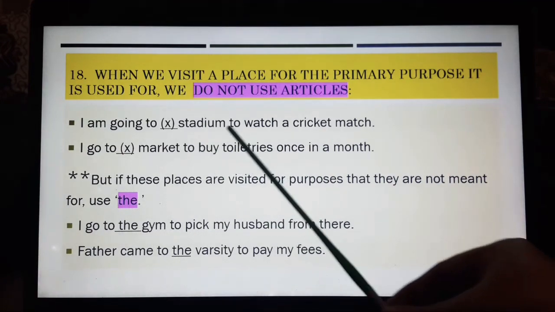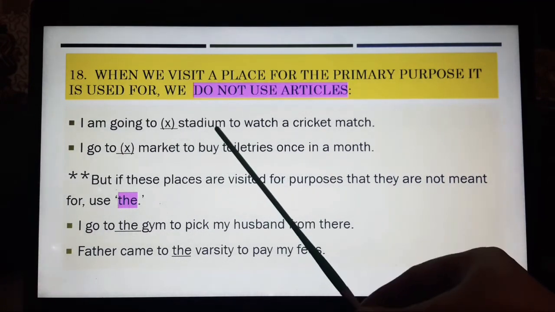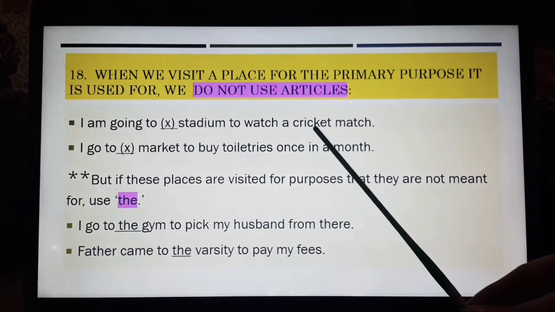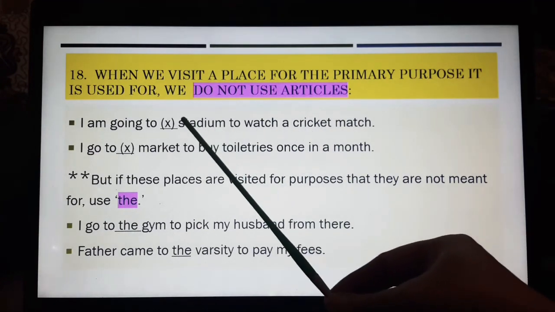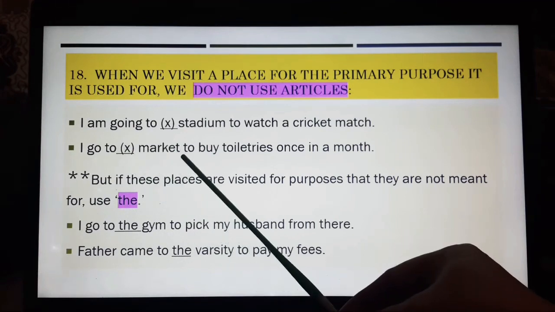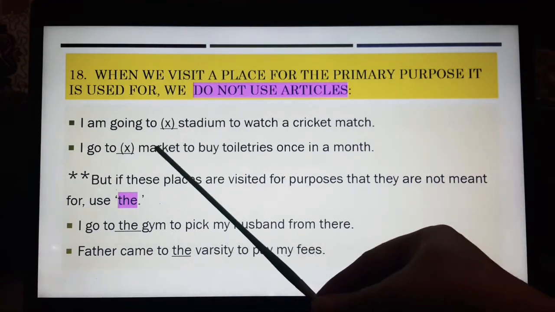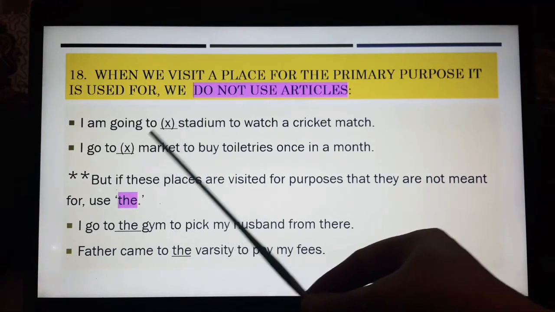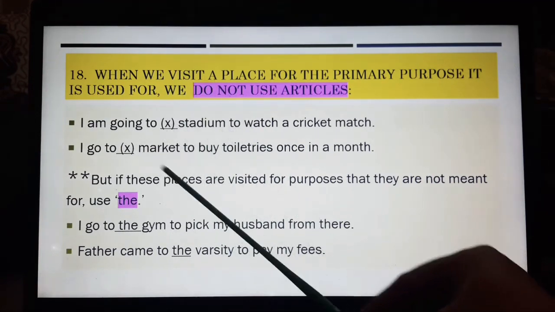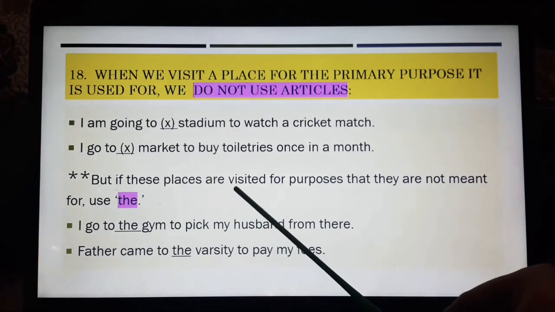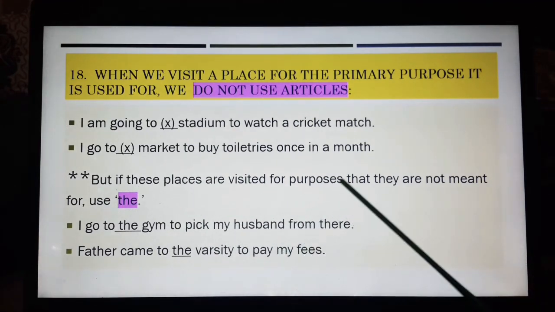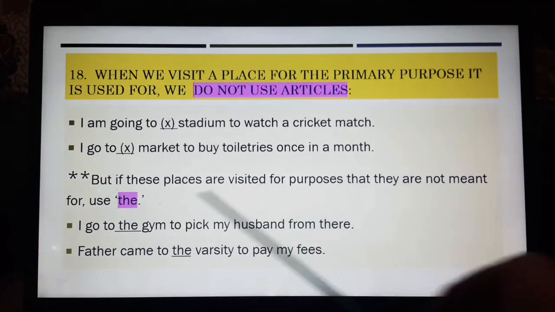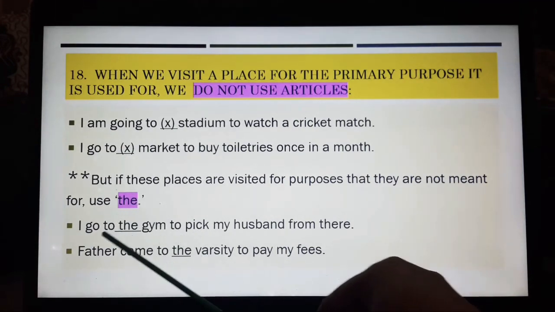See here, people go to stadium to watch cricket match. This is the primary purpose, to go to a stadium, and we go to market to buy things. So this is the primary purpose, to go to the market. That's why we did not use any article before it. But if these places are visited for purposes that they are not meant for, we use the.